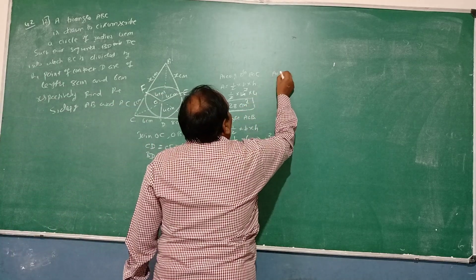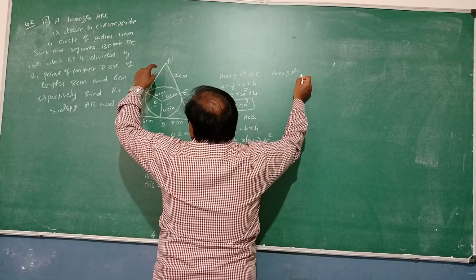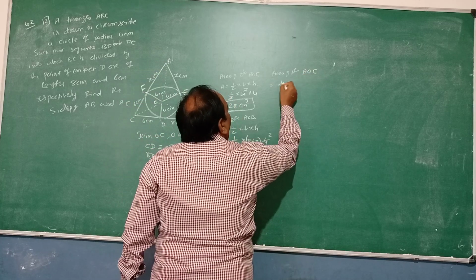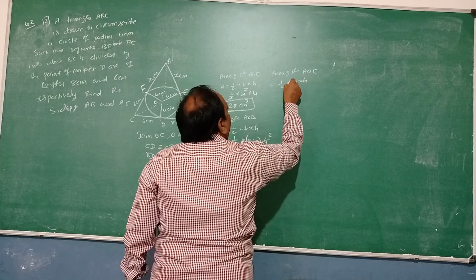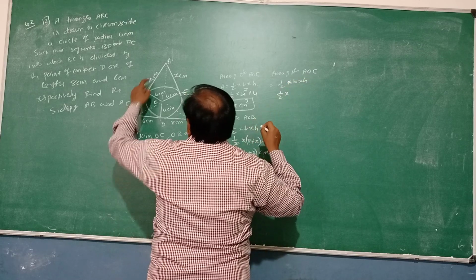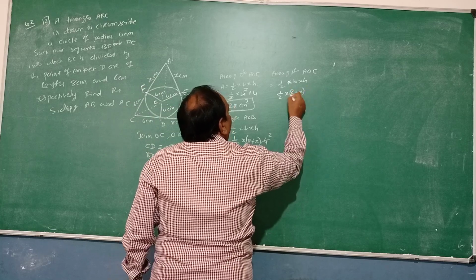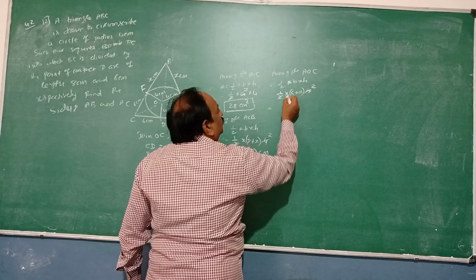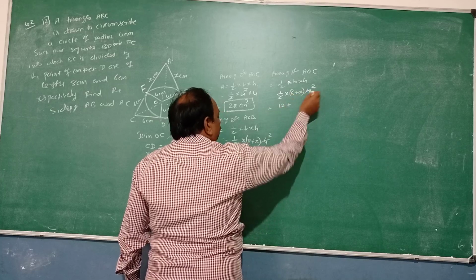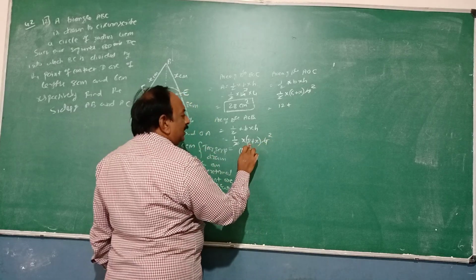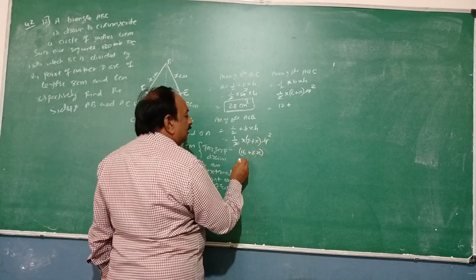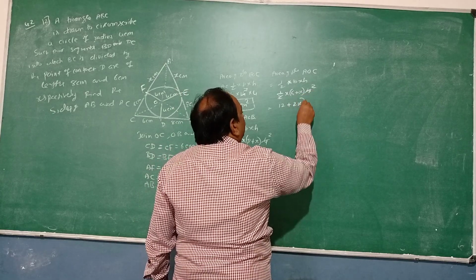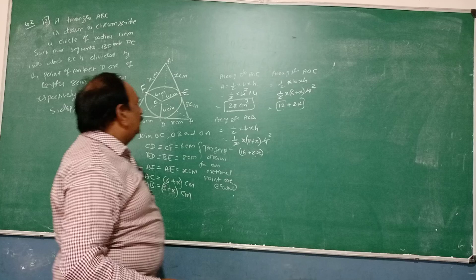Now, area of triangle AOC. Half into base into height. Base is 6 plus x, height is once again 4. 2 ones are 2, 2 twos are 4, 6 twos are 12 plus 2x centimeter.